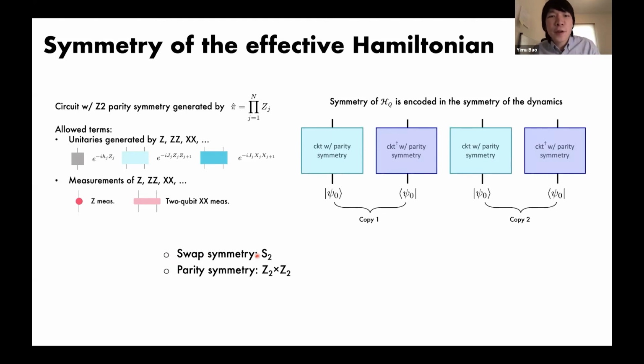And we also see in this entanglement phase transition that the entanglement phase transition is really related to the breaking of this swap symmetry of two copies. But the parity symmetry is the physical symmetry. The parity symmetry is the physical one, yes.